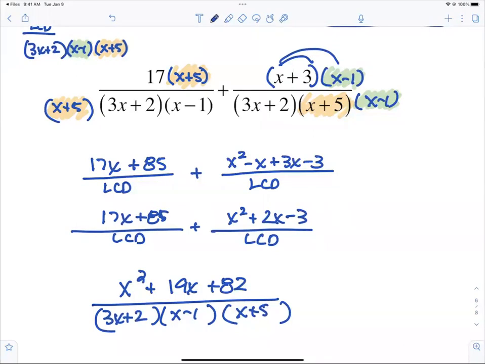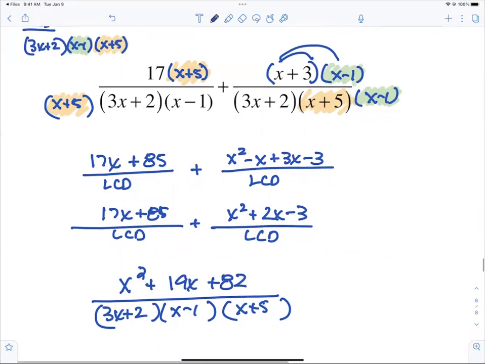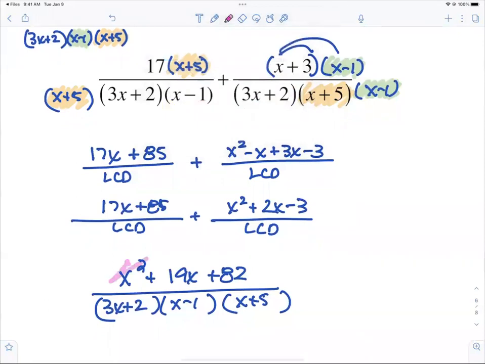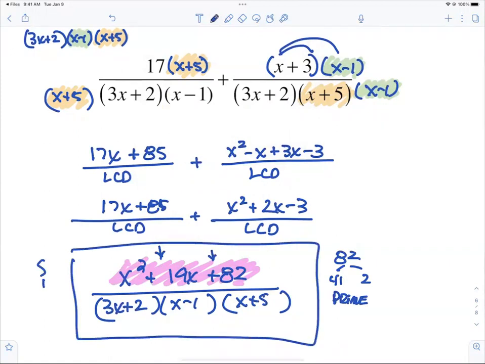Let's see if there's a chance I could factor this. 82 is 41 times 2. I think 41 is a prime number. Since the 19 is positive and 82 is positive, I will be looking for factors of 82 that add to 19. I don't think that's a possibility. So I think I would stop right here, and that would be my simplified answer.